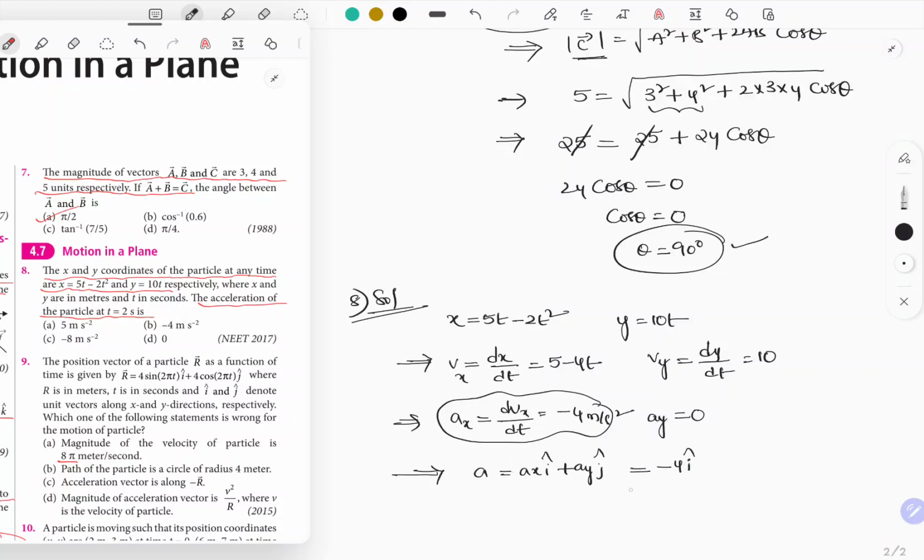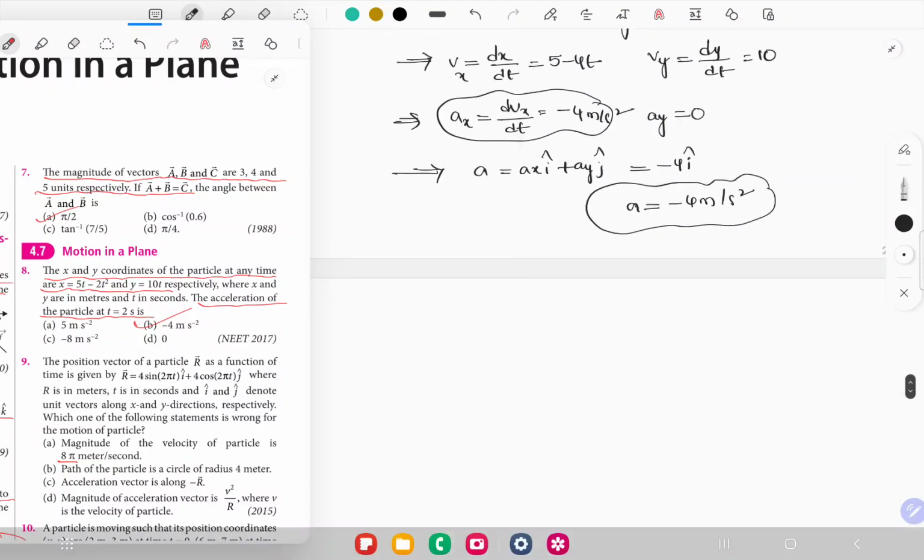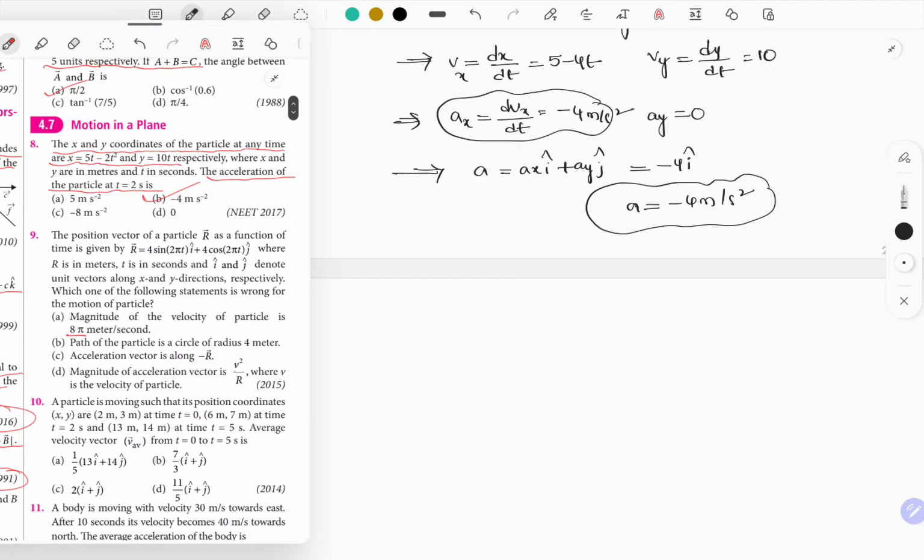Okay, no problem. So finally they are asking options in the form of without representing this i cap. They are asking acceleration. So we have to go ahead with minus 4 meter per second square. Is it clear, ma? Which option is correct? Option B. Super. Next. So this is somewhat interesting question. They are given position vector and they are asking different answers.